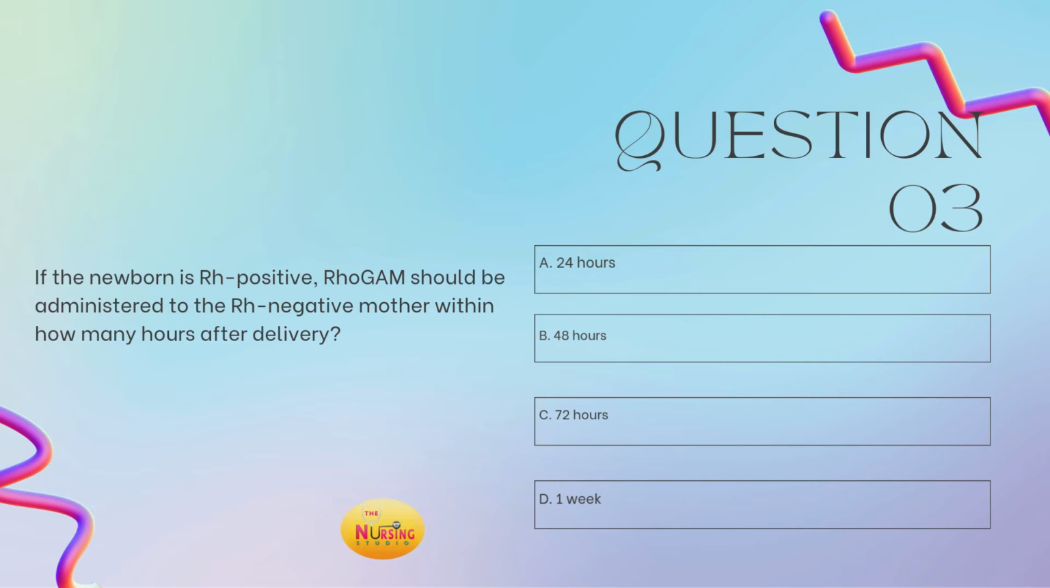All right, so again, the question is the stem. If the newborn is RH positive, RhoGAM should be administered to the RH negative mother within how many hours after delivery? And the answer is C, it's 72 hours. Okay, so remember, we give, and let's start back from question one.